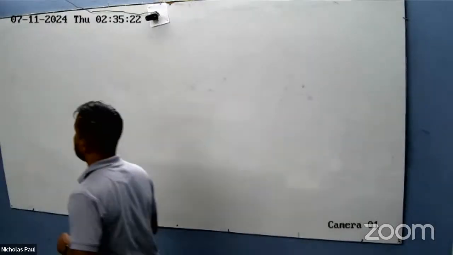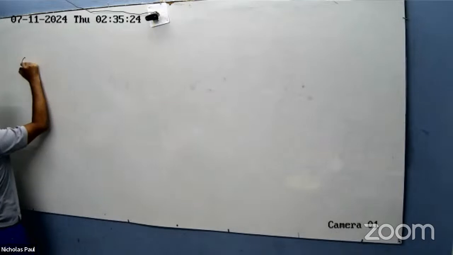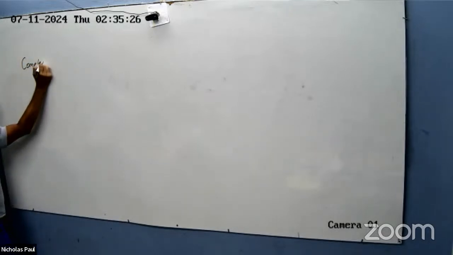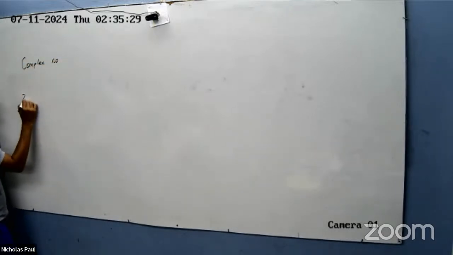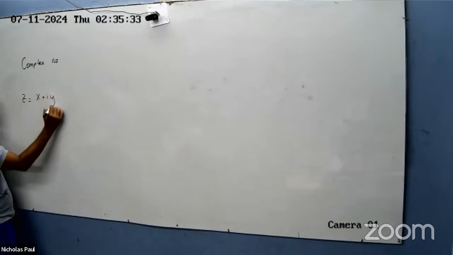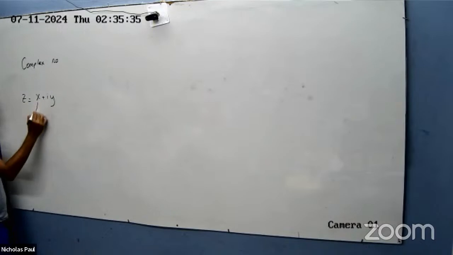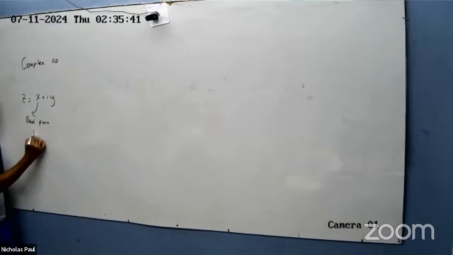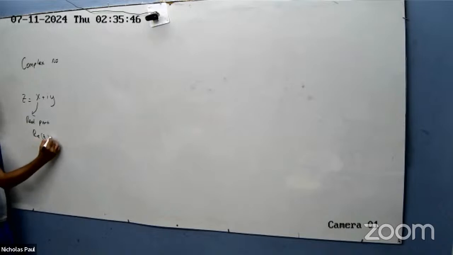So just a quick review of what we did last week. Last day we looked at how to represent a complex number. We said a complex number could be written in the form x plus iy, where x is the real part. Sometimes, if you see Re of z, they want the real part of z, which is x.